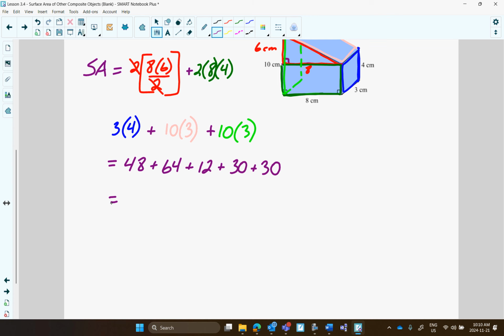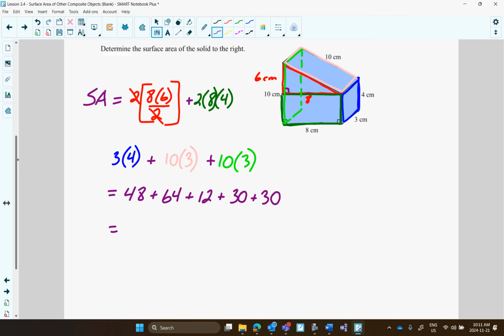What happened? Equals 184. Was that right? That's right. I think my notes are wrong. If you put 2 and 8, that would be a 10, and then there's 4 left. So let's just make sure we've got everything. So this is 8 times 6 divided 2 times 2. This is 8 times 4 times 2 for the back. This is 3 times 4, there's only 1. This is 10 times 3, yeah, I must have done it correctly.